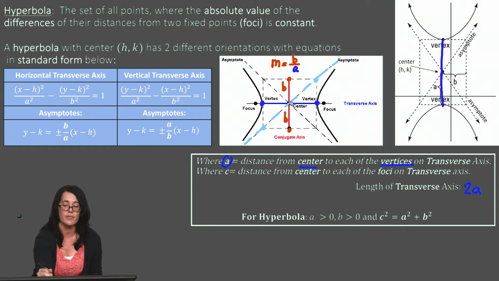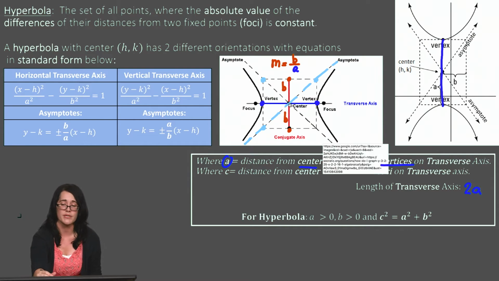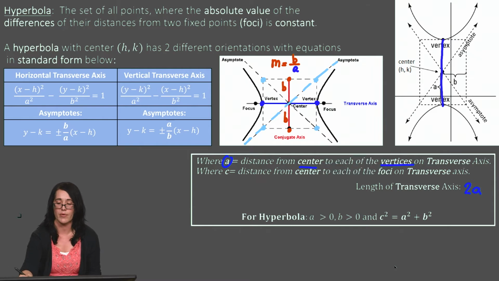Similarly, I could have gone from my center up b and then left a to get this point in the left top corner. Or I could have gone from the center down b and right a units to get to this point in the right-hand bottom corner of that box.